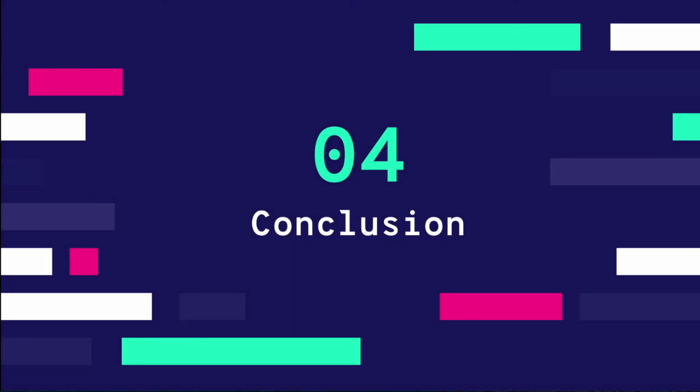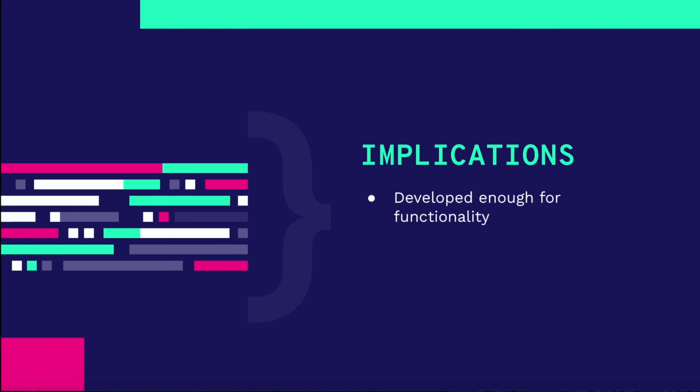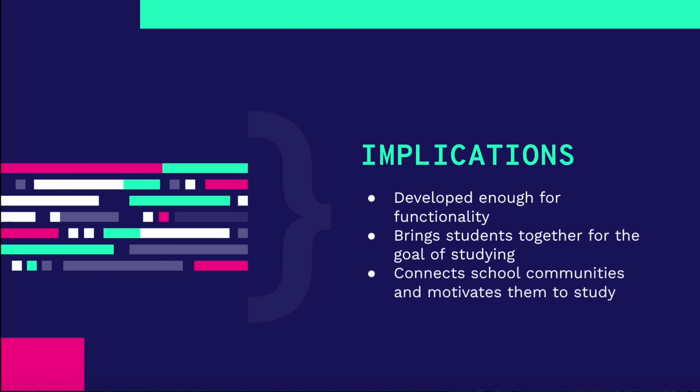Section 4, Conclusion. Although we couldn't fully realize our vision for the app, we're glad that we were able to develop it enough for functionality. Users can get accounts, join groups, and talk with other members. And we believe that once the vision is completed, it has the potential to connect students together for the shared goal of studying. In the way that the app is designed, we hope that it can be conducive to learning and collaboration. And we believe that Studia can bring school communities together and help students develop healthy studying habits.